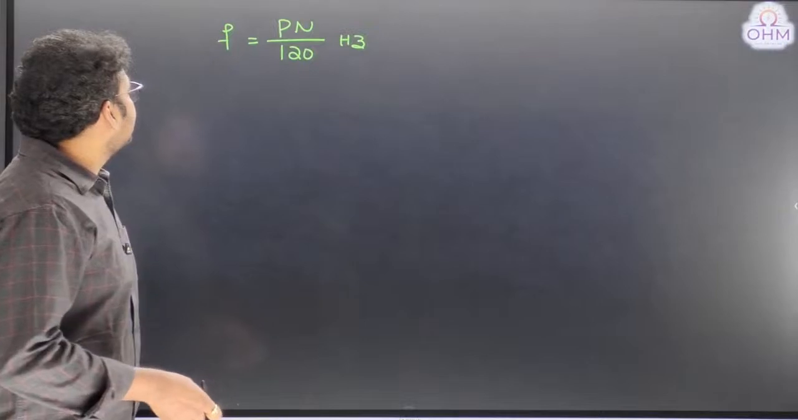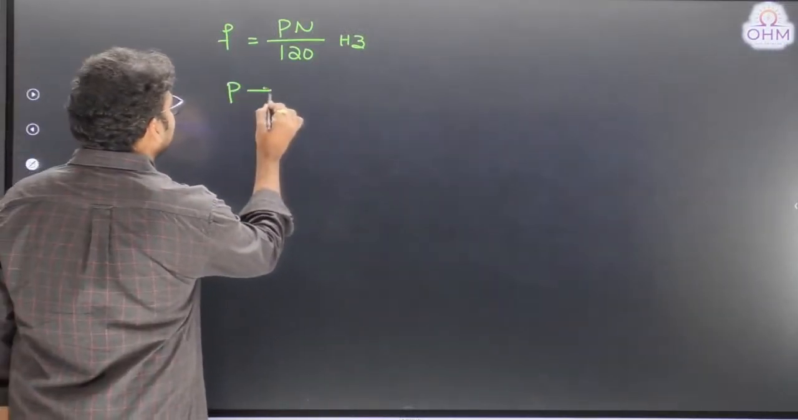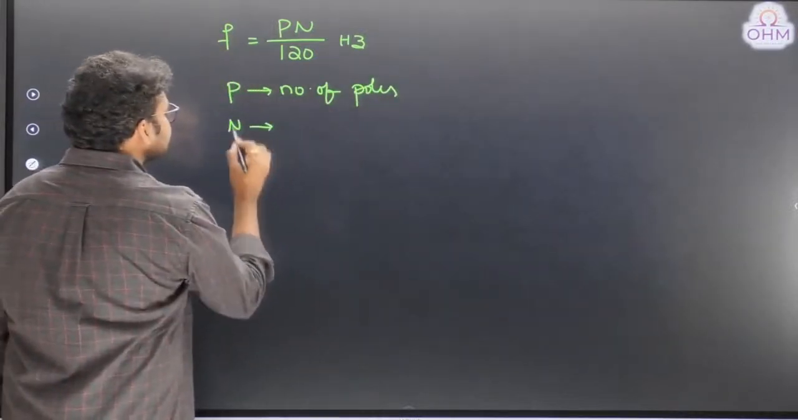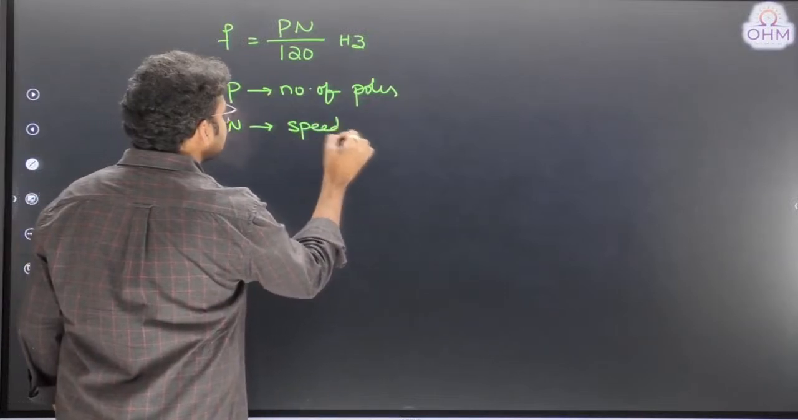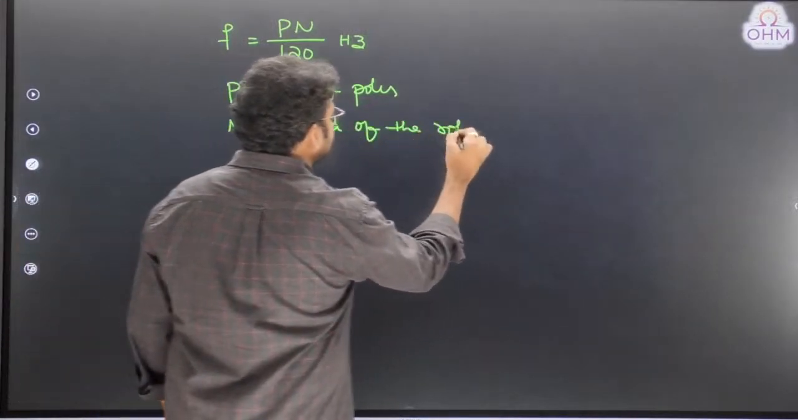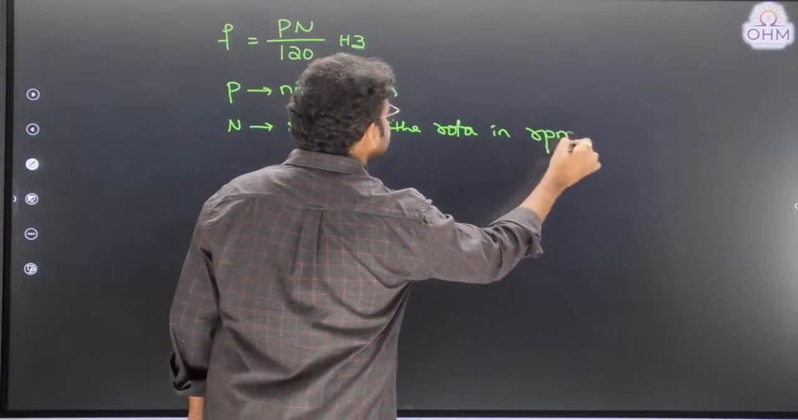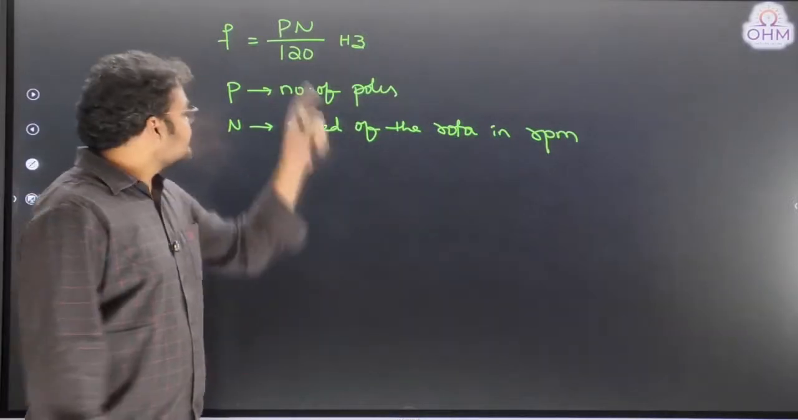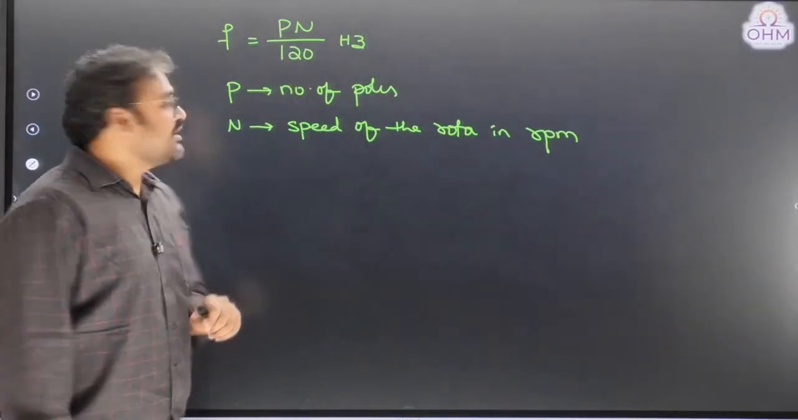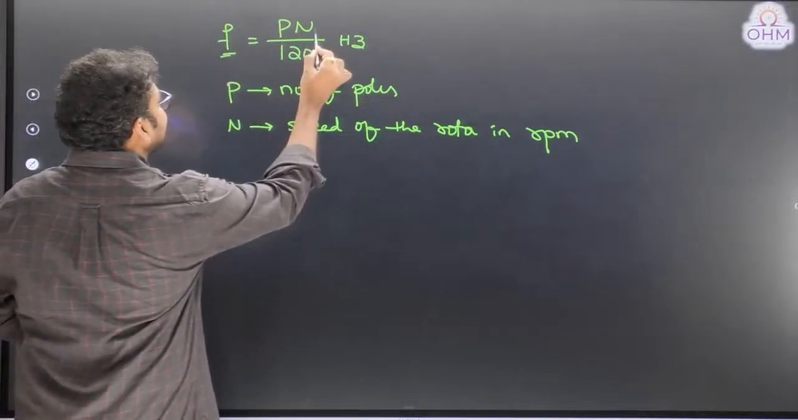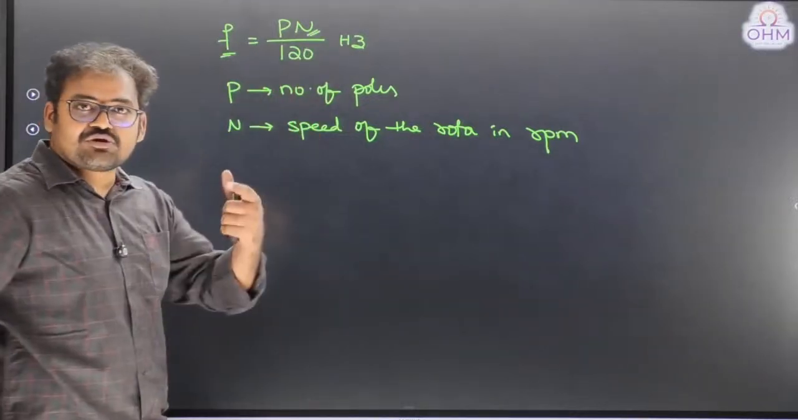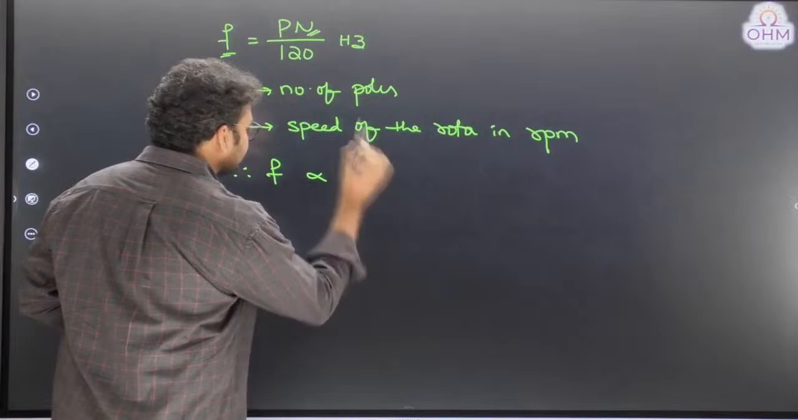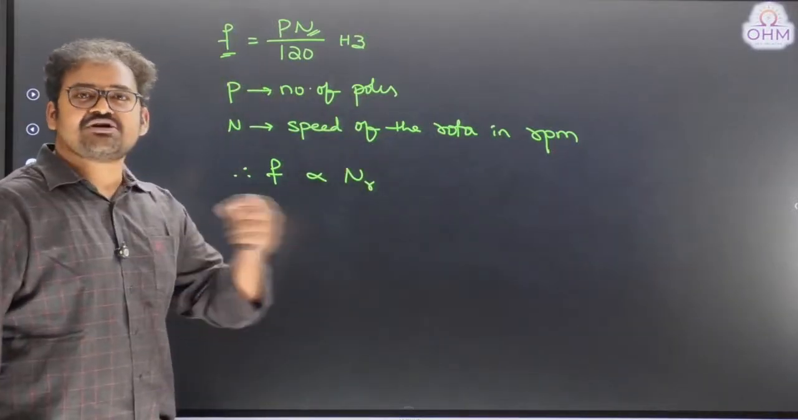Here P represents the number of poles, and N represents the rotor speed in RPM, revolutions per minute. Once machine construction is completed, the number of poles will be constant. Therefore, the frequency of the induced EMF will only depend upon the speed at which the rotor is rotating. So frequency is directly proportional to N, the rotor speed.